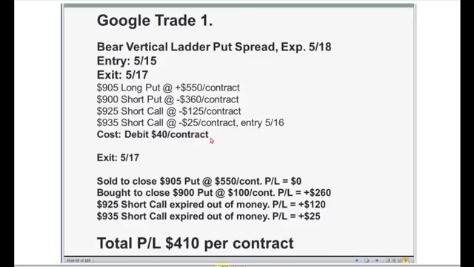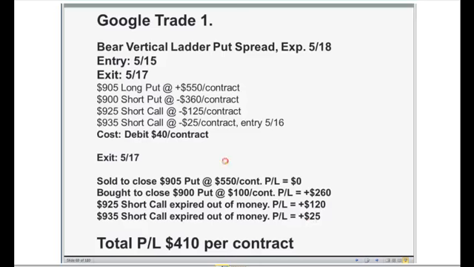And so the way the trade turned out, I sold off the put that I was long, and I broke even on that because it kind of went sideways. I bought back the put I was short, made $260 on that. The short calls expired worthless, so I ended up making $410 per contract, and that was on this trade here.